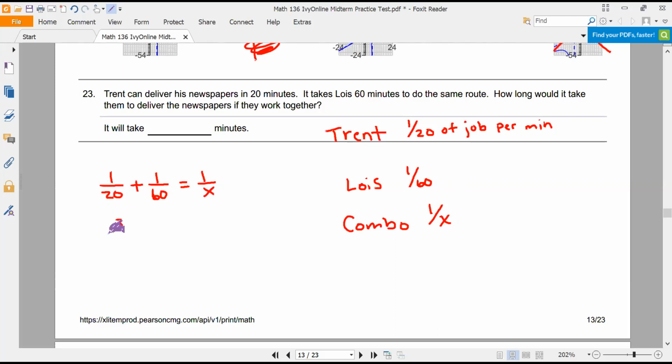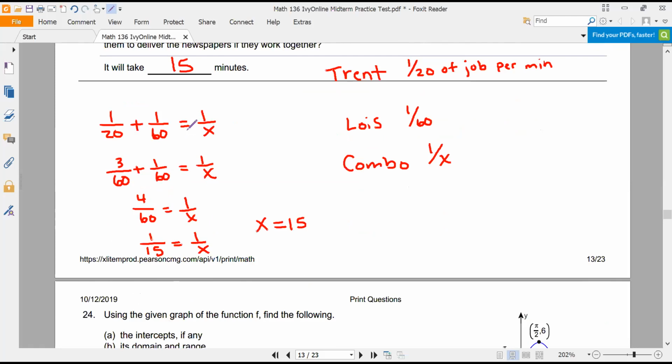So this would be 3/60. I would multiply top and bottom by 3, plus 1/60 equals 1/x. That would be 4/60 equals 1/x. You can reduce this. That would be 1/15 equals 1/x. Then we cross multiply, so x equals 15. So it takes 15 minutes to do the job if they work together.